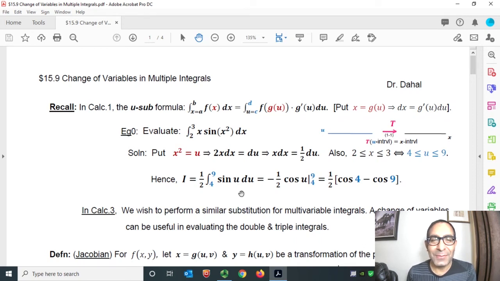In today's class I am going to cover change of variables in multiple integrals. So let me start the class right away. First, let me recall the substitution technique that we learned in Calculus 1.